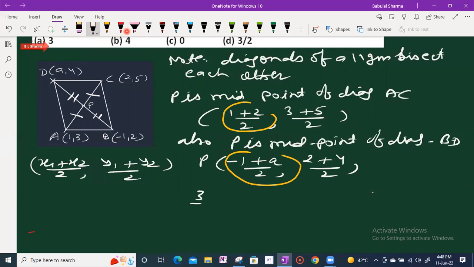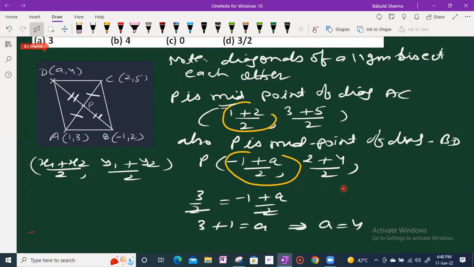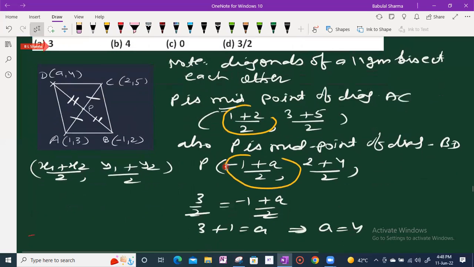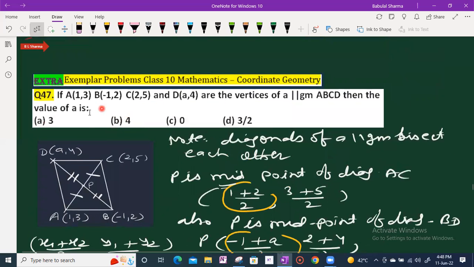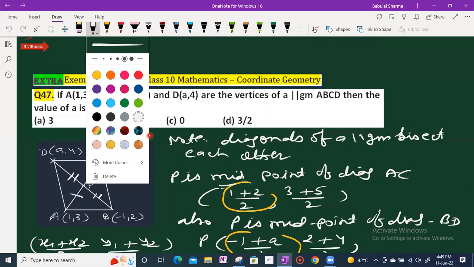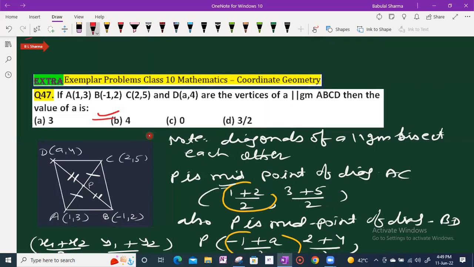Therefore, 3 by 2 is equal to (minus 1 plus a) by 2. That is 1 plus 2, 3 by 2, and (minus 1 plus a) by 2. 2 and 2 cancel. So 3 plus 1 is equal to a. So the value of a will be 4. Let's check in the answer, is there 4 anywhere? Yes. So therefore E is the correct option.